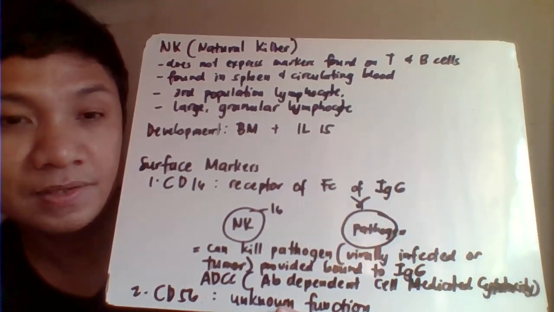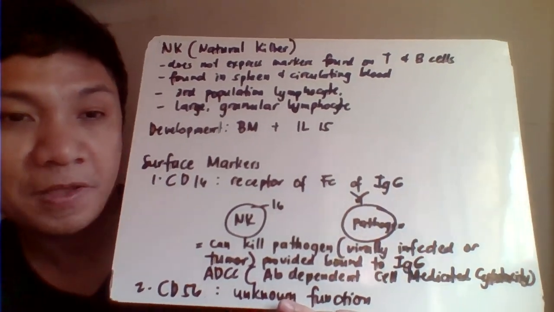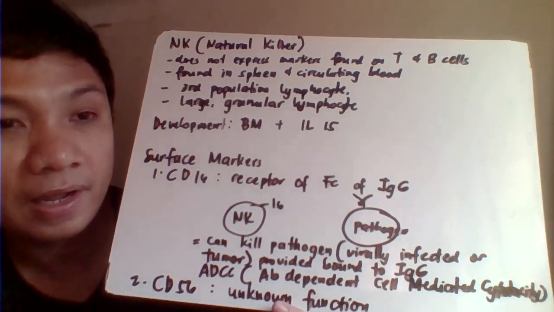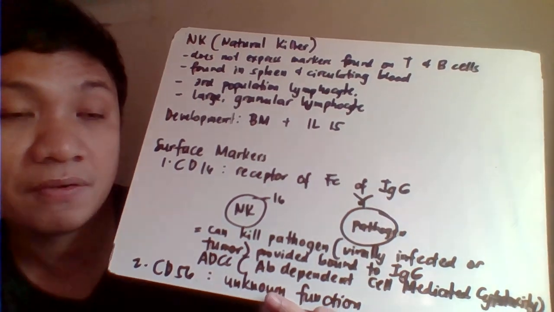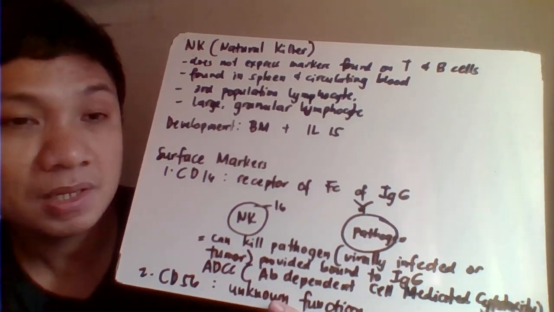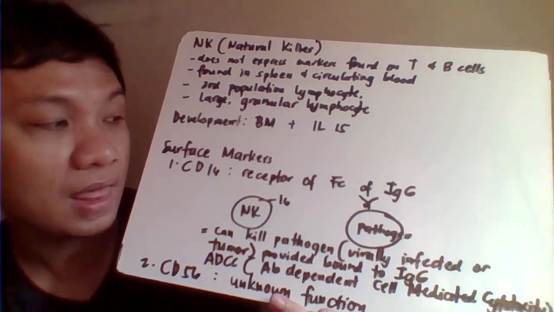Your B lymphocytes also develop primarily in the primary lymphoid organ, which is your bone marrow, but that one is under the influence of your interleukin 7. But this one is interleukin 15 for the NK.